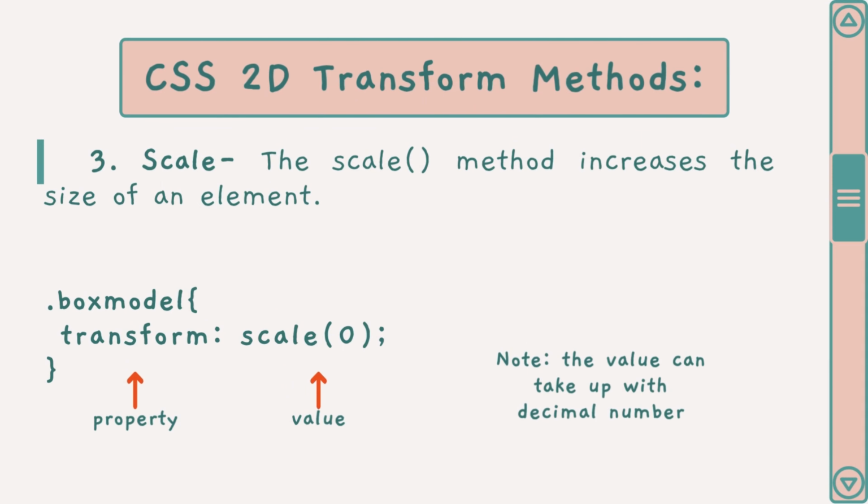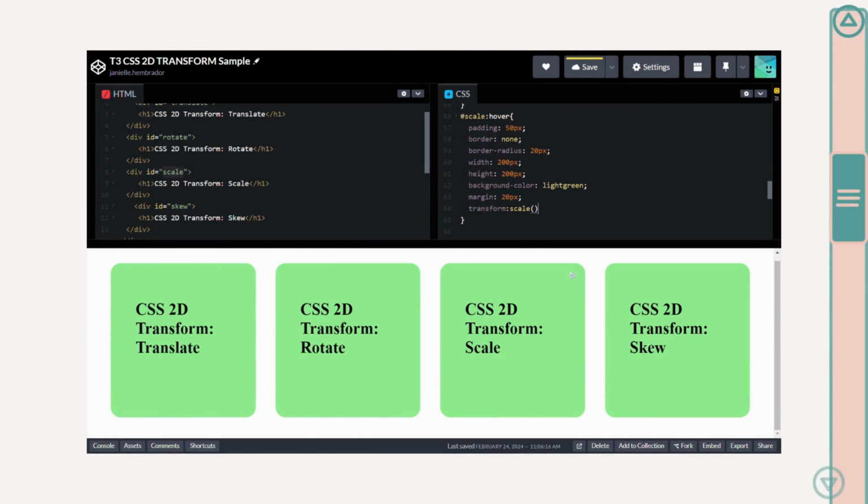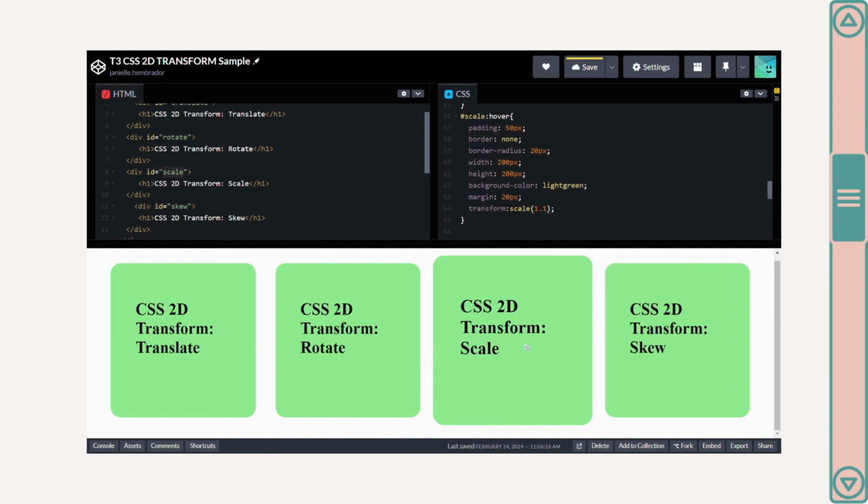The third method is scale. The scale method increases the size of an element. For the value of the scale, the value can take a decimal number. For example, let's set the value to 1.05. And if you change the value of the decimal, the element will increase its size.